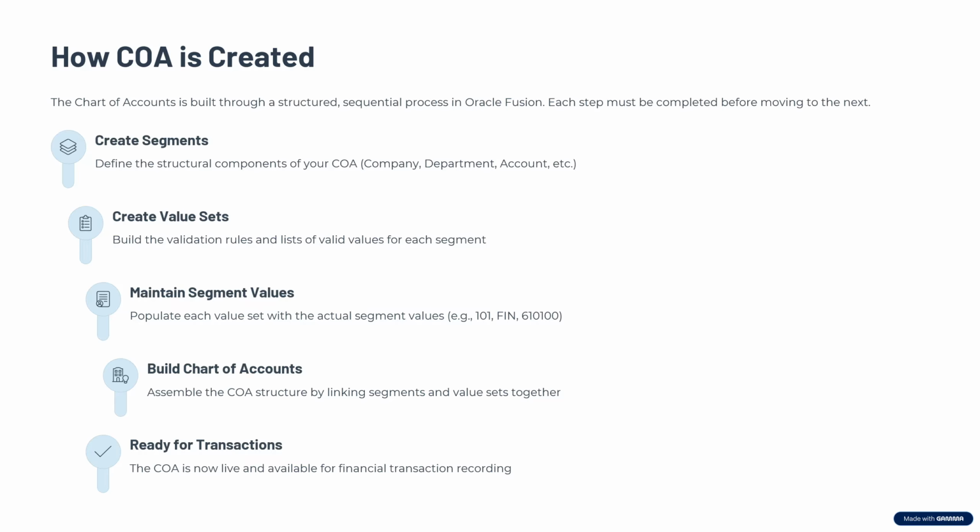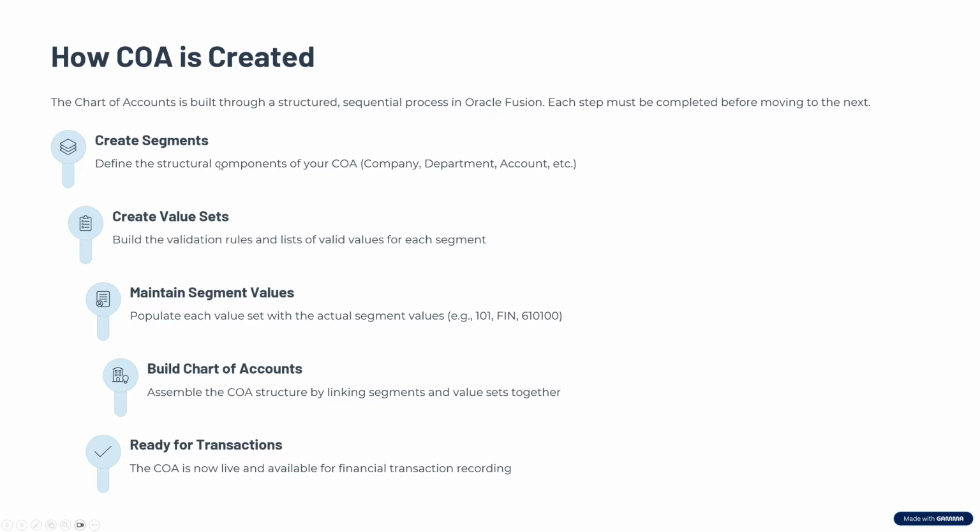How is the COA created? For creating the COA, first we need to create the segments. See here, first we need to create the segments. The segments consist of the company, department, and account.